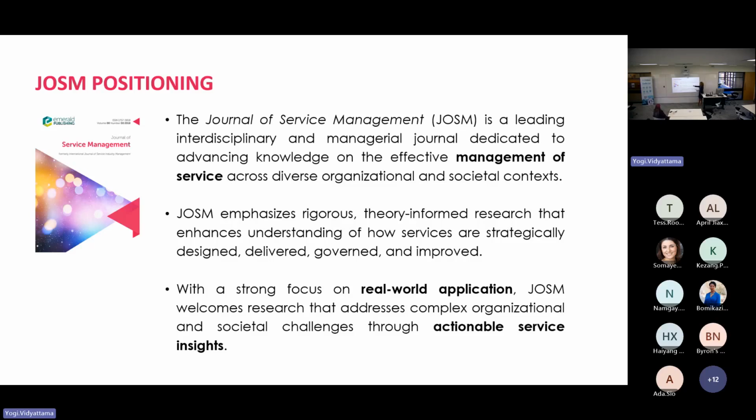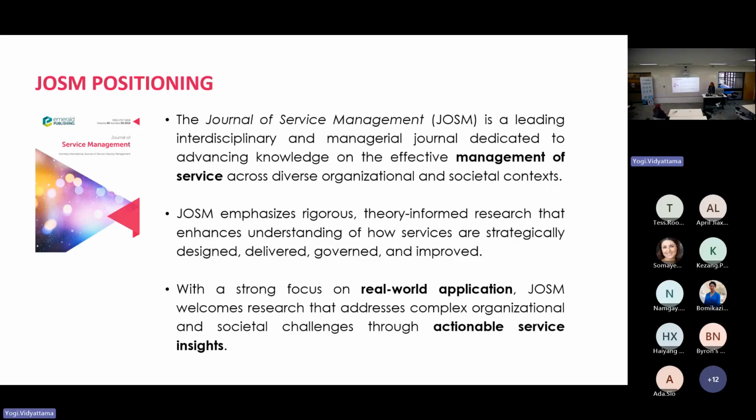So we do emphasize rigorous, I'm going to talk a little bit about rigor, theory-informed research that enhances understanding of how services are strategically designed. So it's about the design of the service, how strategically they're delivered, how strategically they're governed, and how could we improve them as well. And we really want to focus on this real world application. And this is why when we receive papers, we really look into making sure that whatever insight we are getting from the paper, it should result in some actionable service insight. So we're not so much interested in theory focused papers, more so in application, actionable insight types of papers.